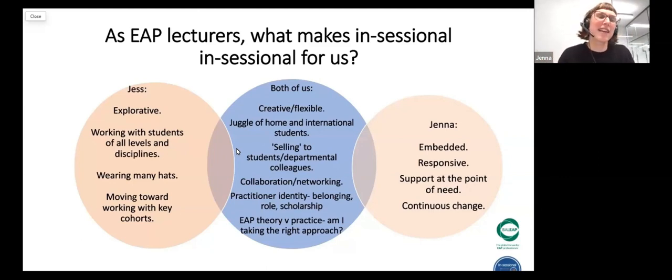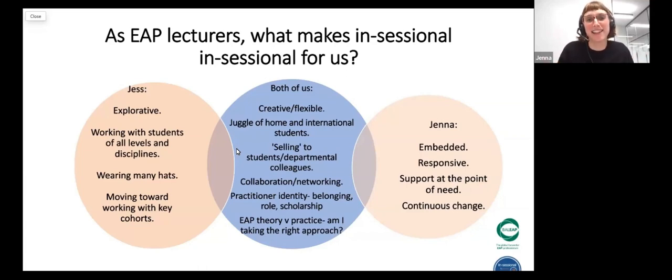And we also said that In-Sessional has a large impact on your role as practitioner, your identity, that sense of belonging. Do you belong in the school that you're working with, as well as the language centre? Are you part of that team as well? It has an impact on the role that you do. And we also both have a strong emphasis on scholarship in our roles. And the final thing that we thought was quite a large point was that balance between EAP theory and practice, wondering if you're taking the right approach.